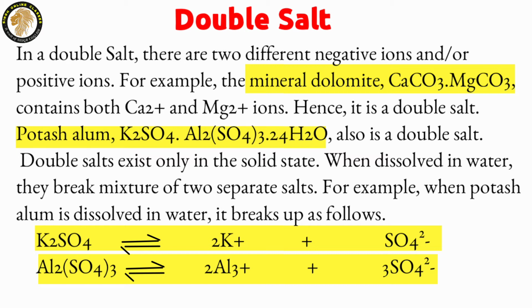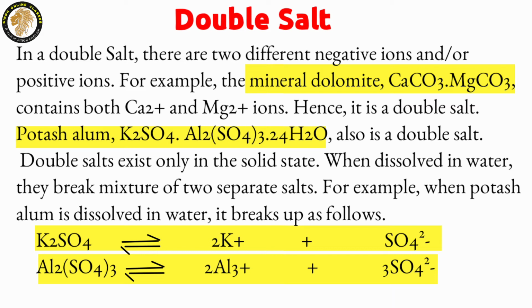Now the next example you can take is potash alum. The formula of potash alum is K2SO4, Al2(SO4)3 along with 24 molecules of water. It is also an example of a double salt. Here we have to understand that double salts exist only in the solid state, but when dissolved in water, they break up into a mixture of two separate salts.